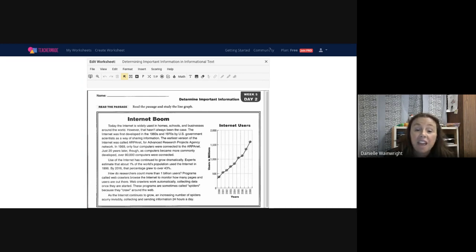How do researchers count more than 1 billion users? Programmers called web crawlers browse the internet to monitor how many pages and users are out there. Web crawlers work automatically, collecting data once they are started. These programs are sometimes called spiders because they crawl around the web. As the internet continues to grow, an increasing number of spiders scurry invisibly, collecting and sending information 24 hours a day.